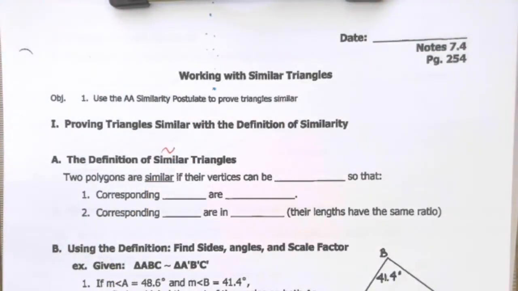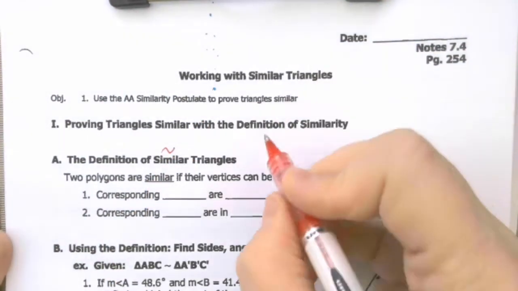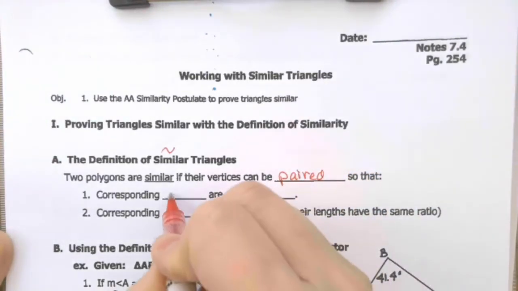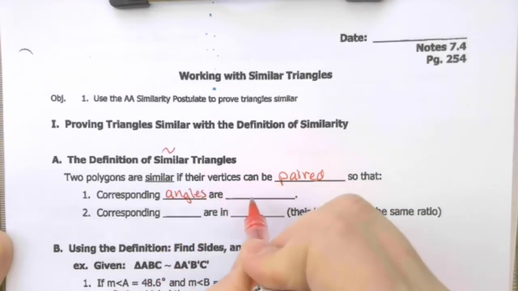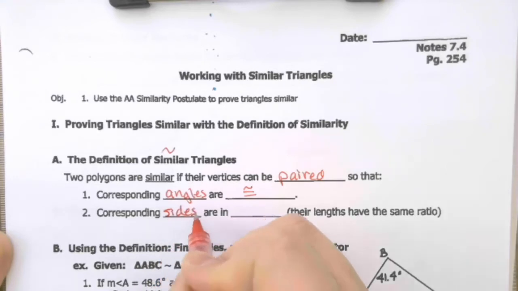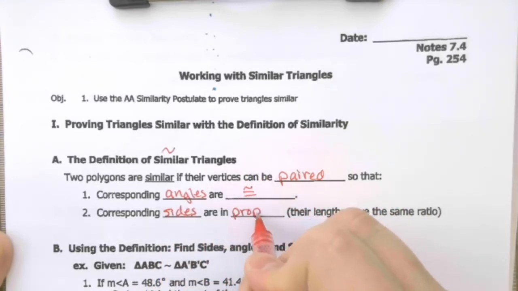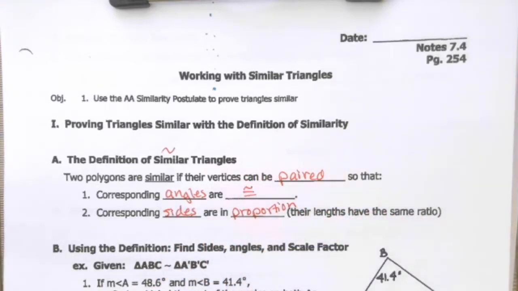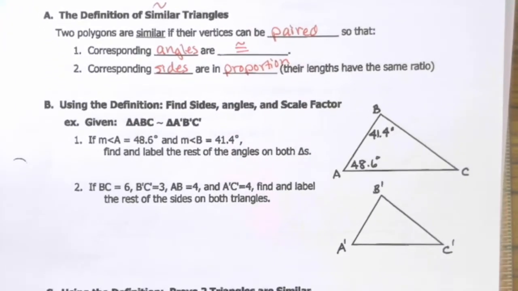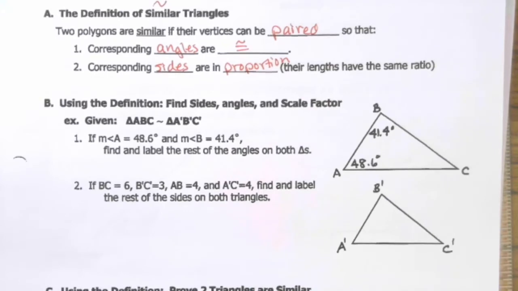Two polygons are similar if their vertices can be paired so that, number one, corresponding angles are congruent, and number two, corresponding sides are in proportion. Their lengths have the same ratio. By using the definition, we're going to find the sides, the angles, and the scale factor of these two figures. All right, given triangle ABC and triangle A prime, B prime, C prime.